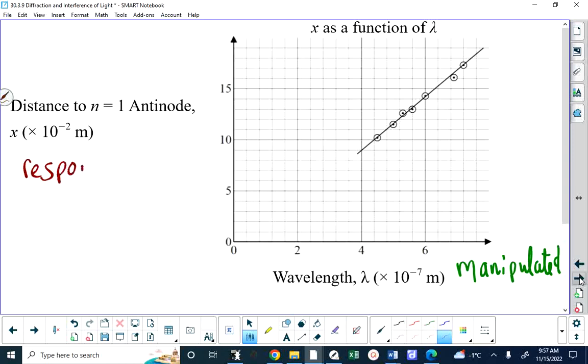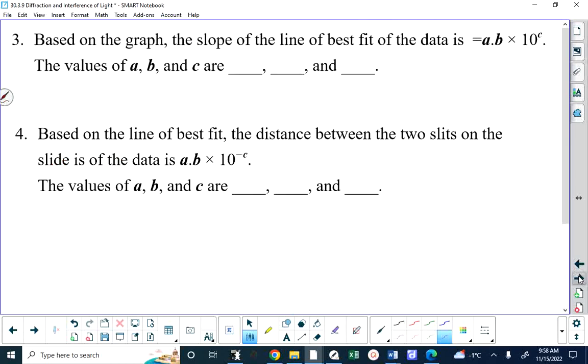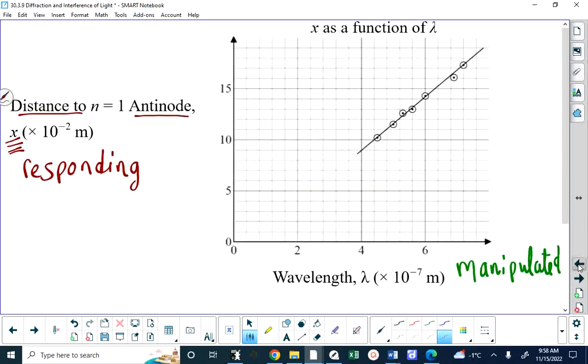Now you want to be a little bit careful here because the responding variable is the distance to the bright line, which is the variable x in the equation. But x in this graph is lambda. You get my drift here? Okay. The question is, what's the slope of the line of best fit? And then more importantly, what's the distance between the slits? So what this problem is about is how do we use this graph to find D? That's the problem. You're going to have a different problem, and your lab will not be a graphical analysis, okay?